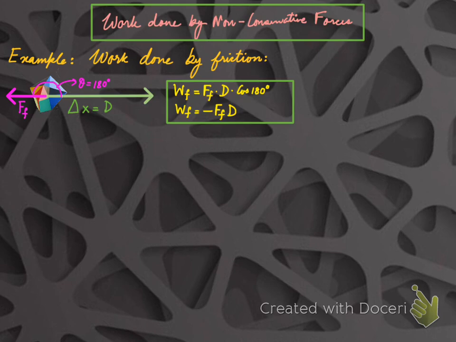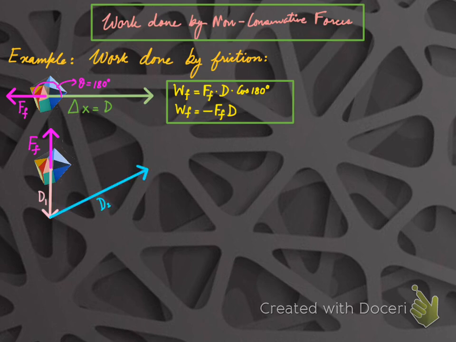Next, let's try a different route. Again, the same block, and we're going to end up in the same position. However, we're going to take a longer route to go there. So we're first going to have a displacement downwards of D1. Then we're going to have the force of friction, in this case, acting opposite the direction of the displacement, which in this case is up.